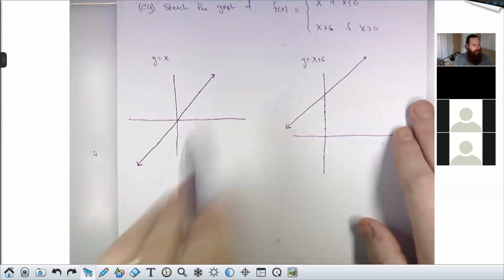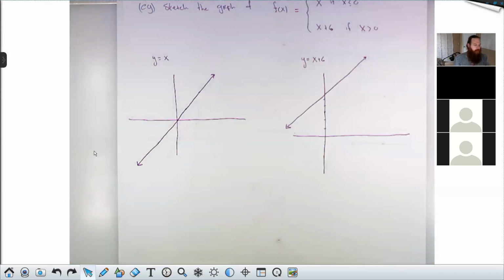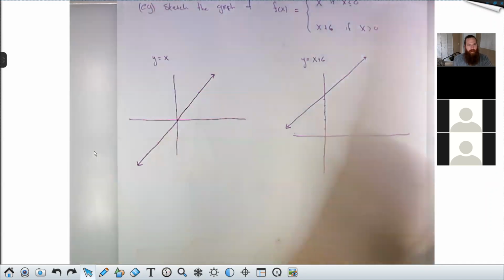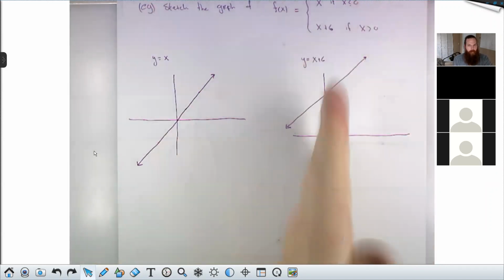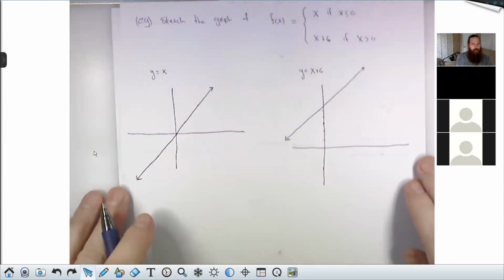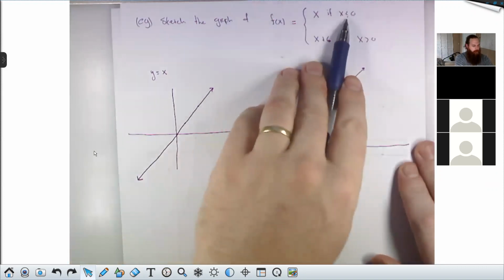I want to then figure out which part of each of those graphs I'm going to grab. So imagine you could come in here with some scissors and cut this graph and take half of it. Cut this graph and take half of it. Then stitch those two halves together, set them so they overlap. That will be the graph of f. So f of x behaves like x if x is less than or equal to 0.